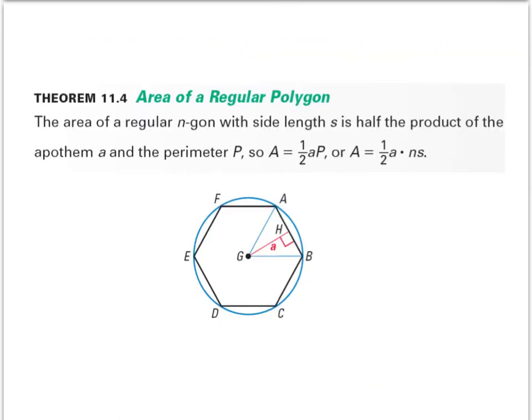Now to find the area of a regular polygon, we're going to use the equation written in this format. We know the area of a regular n-gon with side length s is half the product of the apothem A and the perimeter P. So you can either use the equation A equals 1/2 the apothem times the perimeter, or A equals 1/2 the apothem times the number of sides times the side length.